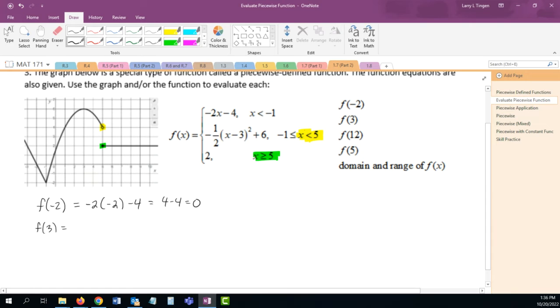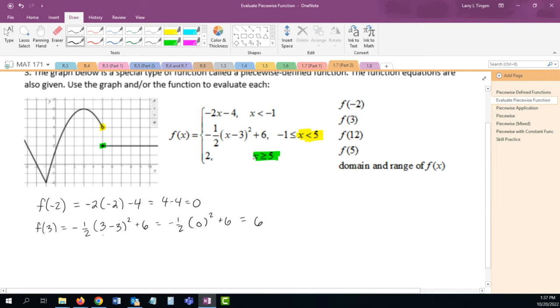When x is 3, 3 is between -1 and 5. So that means I'm paying attention to this second one. And then, no one's happy about this one. X minus 3 squared plus 6. Plug in 3 for x, and then something neat happens this time. 3 minus 3 is 0. 0 squared is 0. 0 times -1/2 is 0. 0 plus 6 is 6. On the graph, when x is 3, f of x is 6.